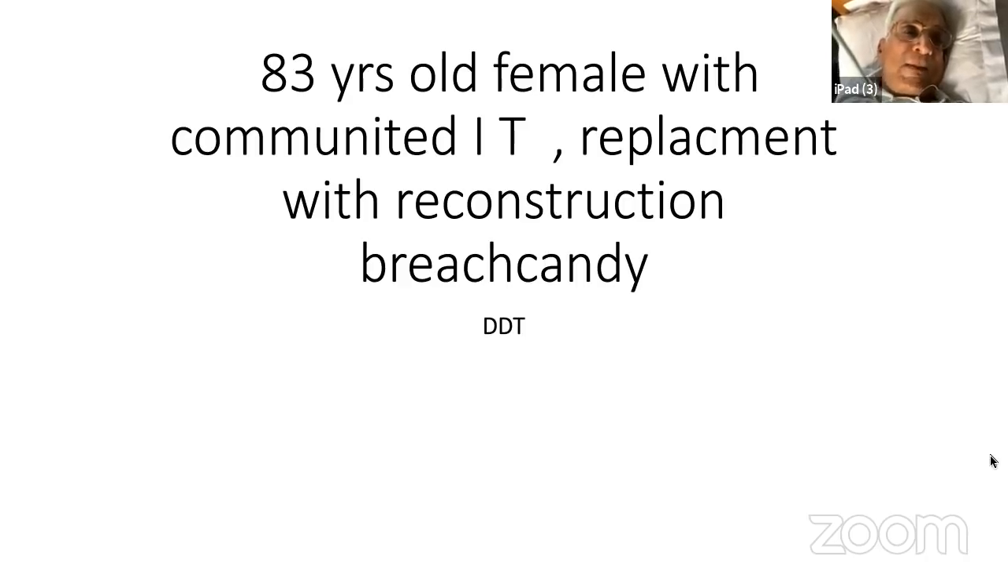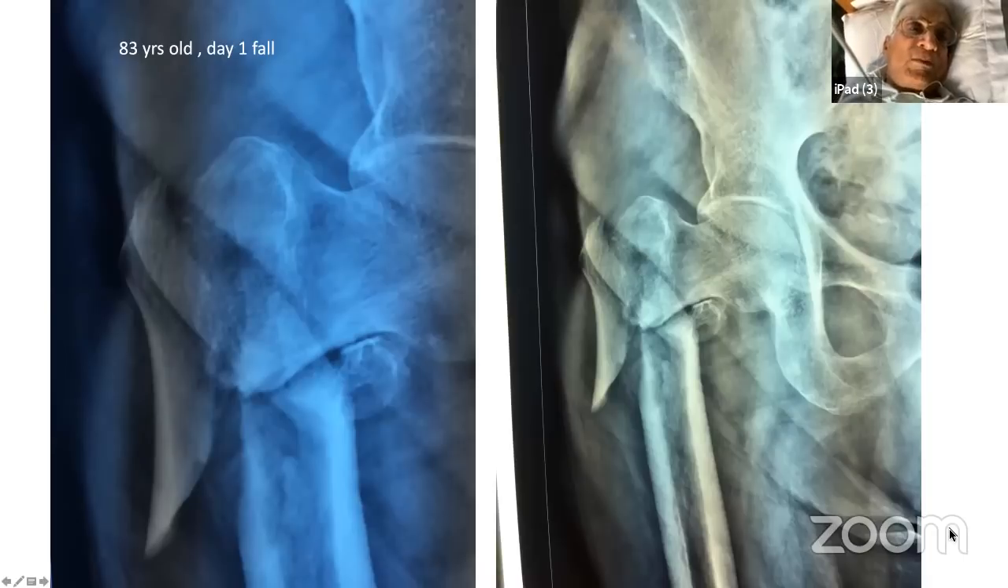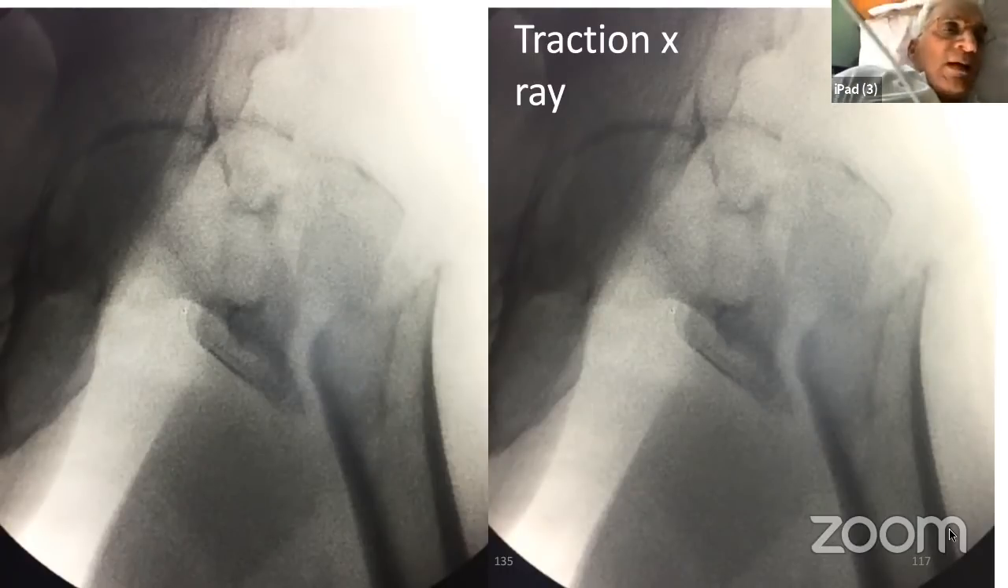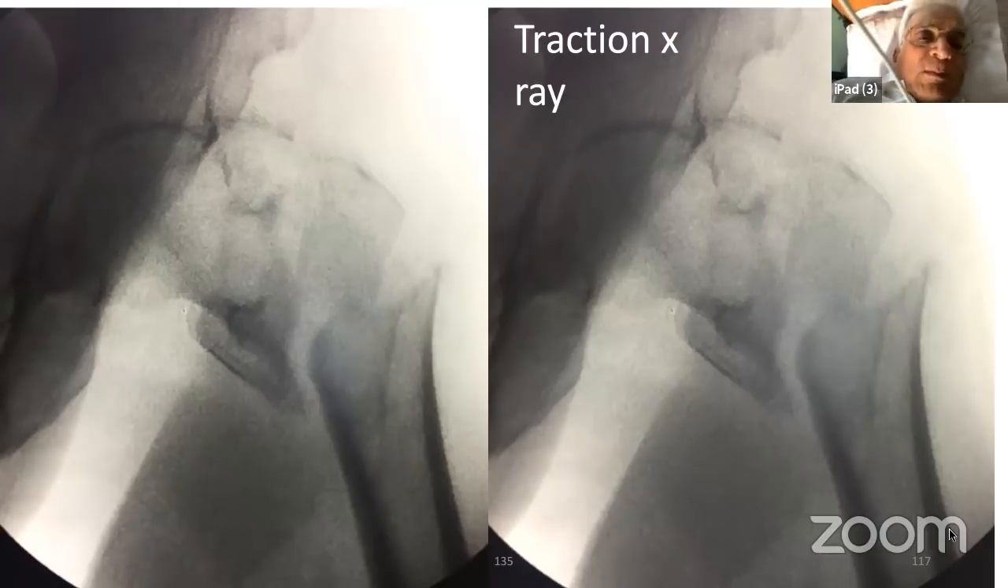X-ray, please. Now, this was the X-ray. Next, please. This was a traction X-ray. As you can see, the bone is completely in between. There is a gap in between. So I felt this is not necessarily fixable. And even if it is fixable, I will not be able to give 100% result to her. So I proceeded to give a replacement.